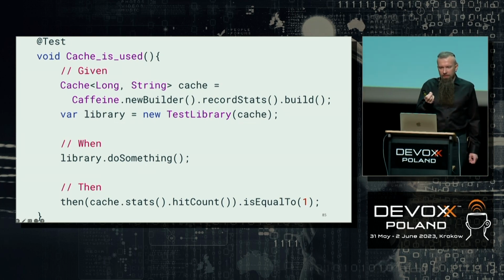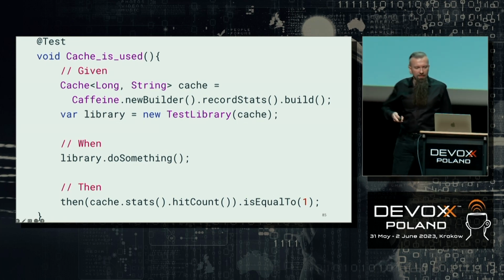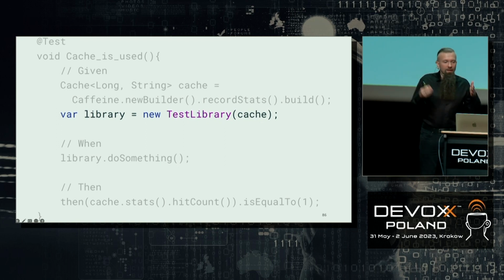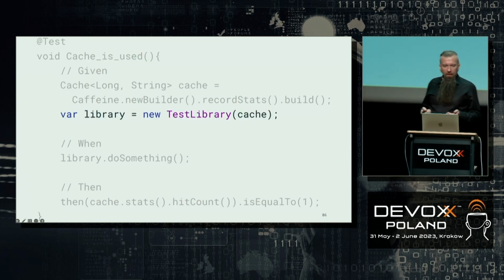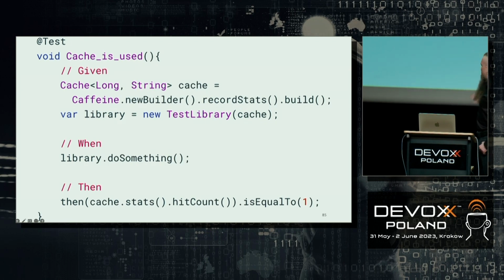And now we can indirectly, in our tests, test the library, injecting some test cache. As we can see, this is the Caffeine new builder, recordStats, build. So we are going to record some statistics, and then we are indirectly able to check if our application uses the cache. Yeah, and we see in the then section, cache statistics hits count is equal to 1.